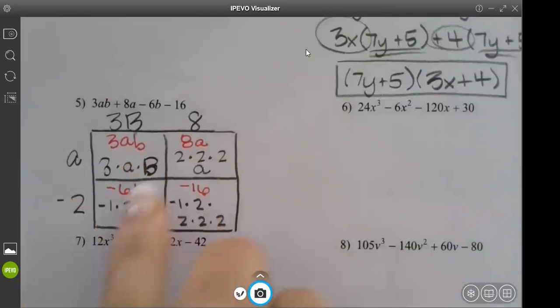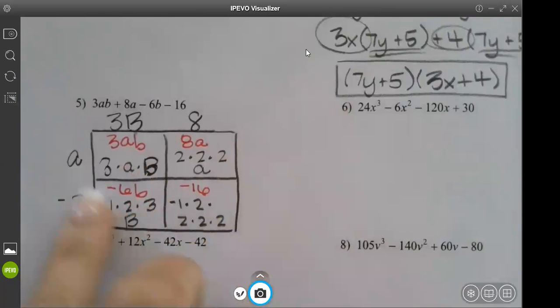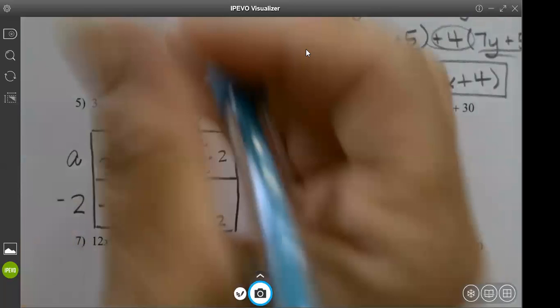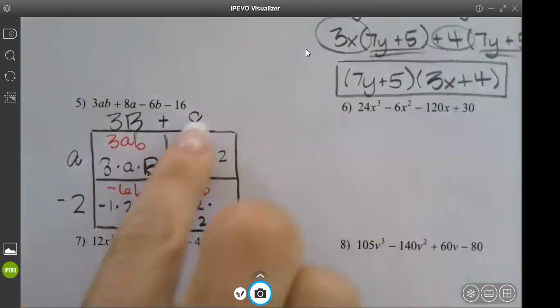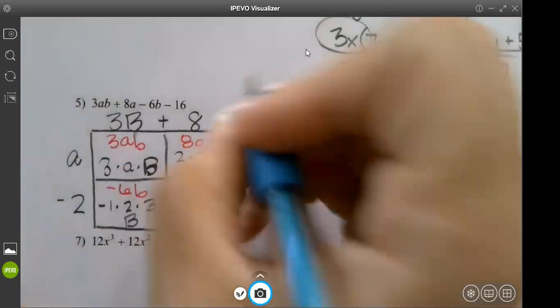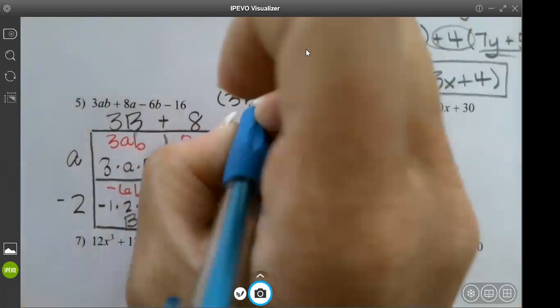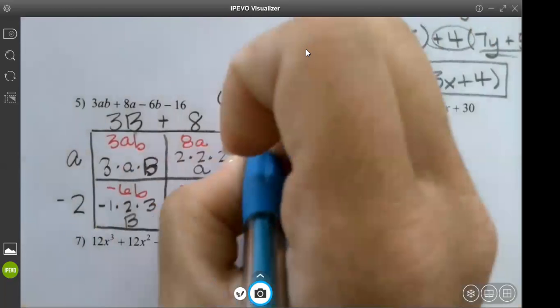These two boxes will tell you what signs to use. If you pull out a negative, it'll stay negative. If we would have pulled out a positive, this one says it's negative. So this one's going to be positive. Right there are your 2 factors. Your 2 factors are going to be 3b plus 8 and a and a negative 2.